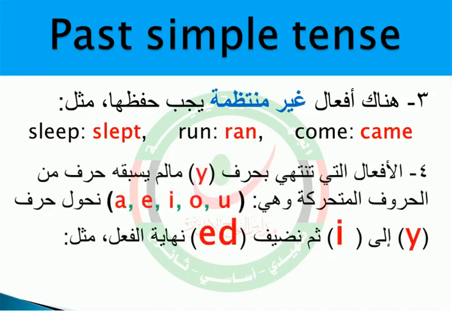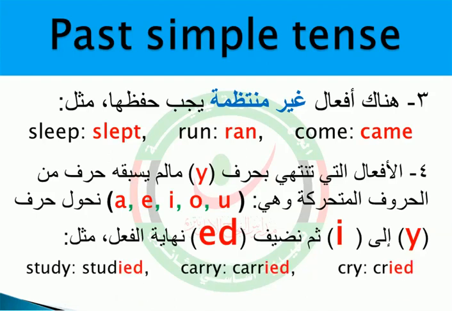If the verb ends with y, preceded by a consonant, change y into i, then add ed at the end of the verb. For example, study, studied, carry, carried, cry, cried. So this is a very important rule. If the verb ends with y, preceded by a consonant, you have to change the y into i, then add ed at the end of the verb.